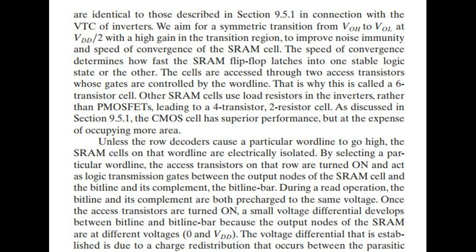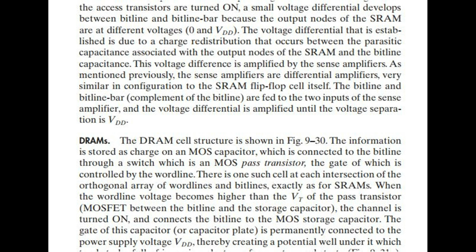During a read operation, the bitline and its complement are both pre-charged to the same voltage. Once the access transistors are turned on, a small voltage differential develops between bitline and bitline bar because the output nodes of the SRAM are at different voltages, 0 and VDD. The voltage differential that is established is due to a charge redistribution that occurs between the parasitic capacitance associated with the output nodes of the SRAM and the bitline capacitance. This voltage difference is amplified by the sense amplifiers.